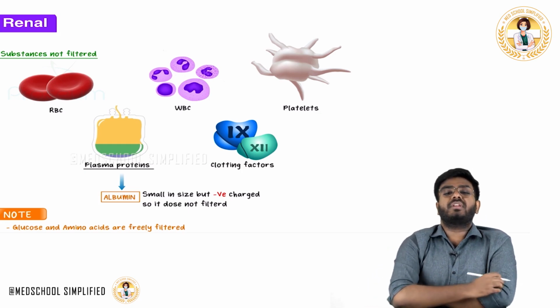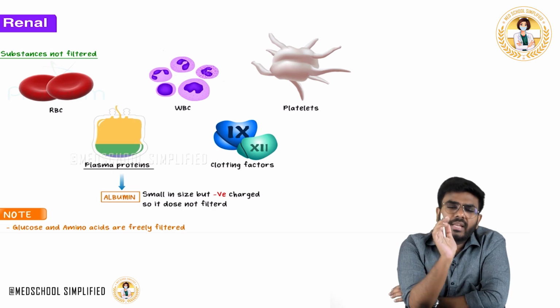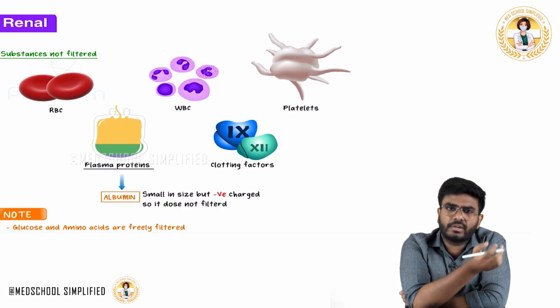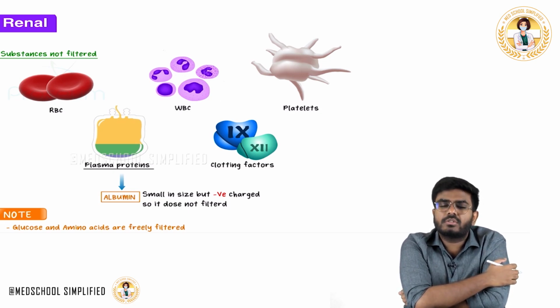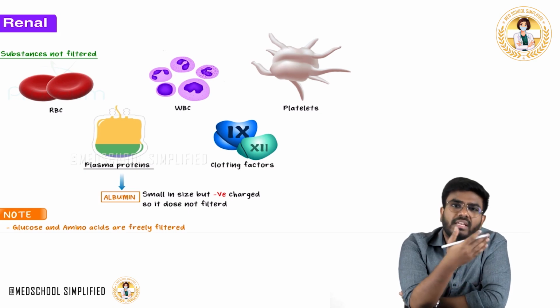Now, my question is, if someone comes to you and asks you, RBC is not filtered, but what about the glucose molecules and amino acid molecules? Do they filter into the Bowman's capsule? Yes, they do filter. Amino acids are freely filtered, and even glucose is freely filtered.